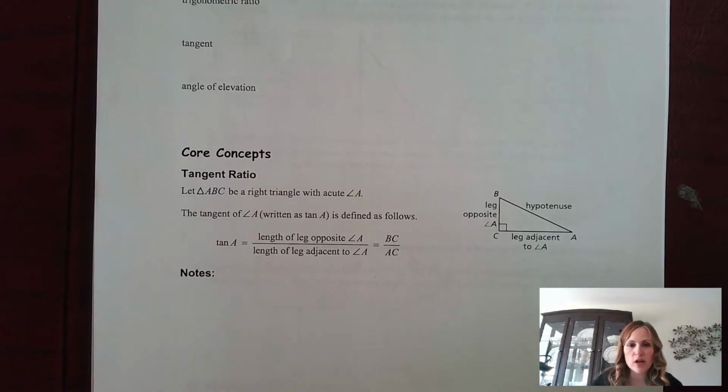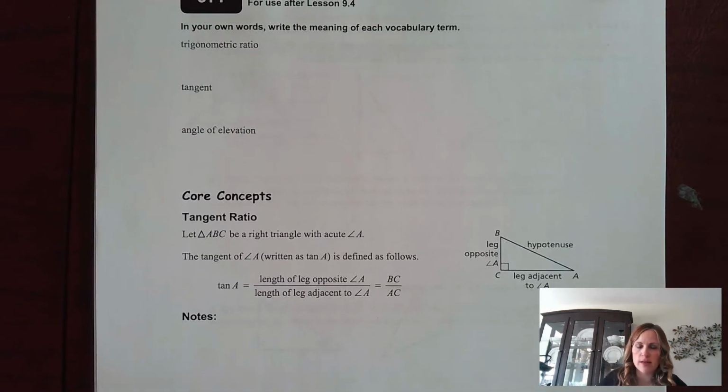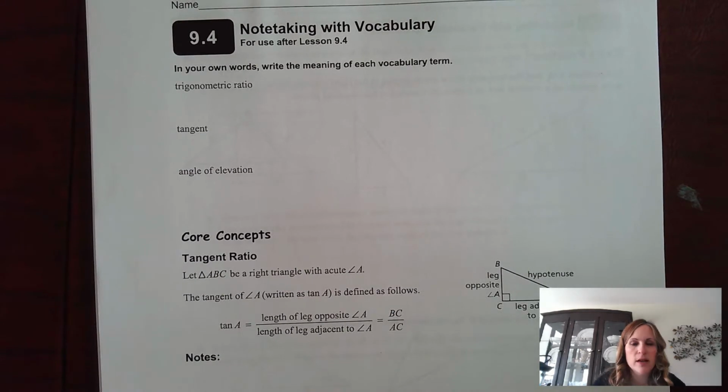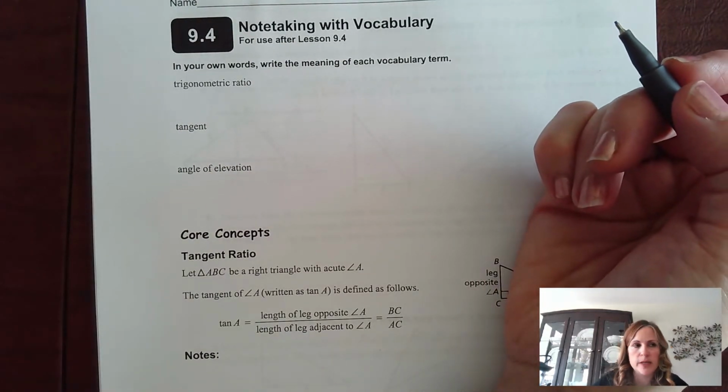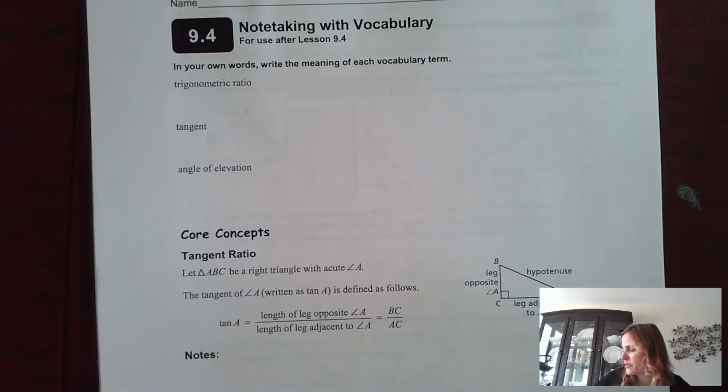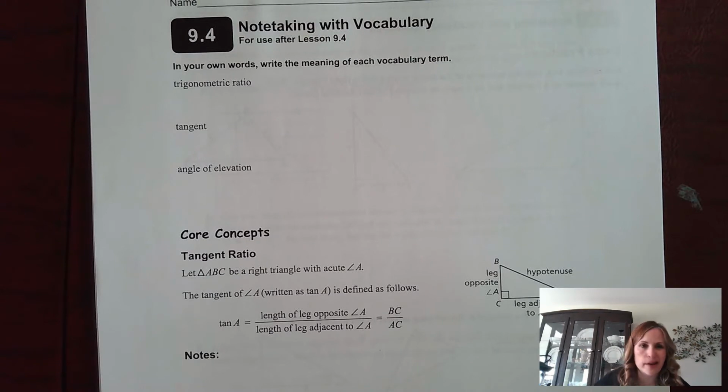And so today we're going to actually talk about tangent, which is one of our trigonometric ratios. And then in the next video, we're going to be talking about sine and cosine. So hopefully, I don't know how much experience you have with trig, but if you have zero, this will be a good introduction. So I'm on page 259 of your student journals, section 9.4.